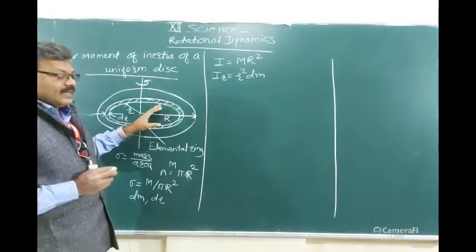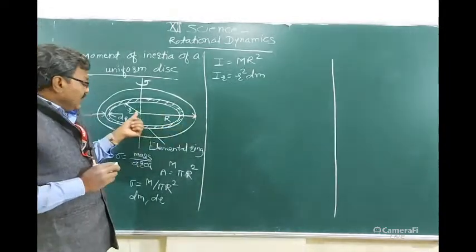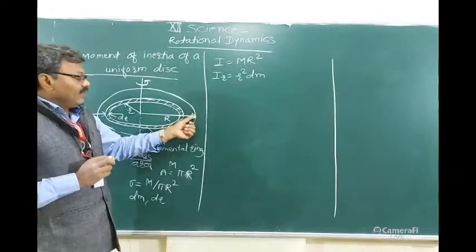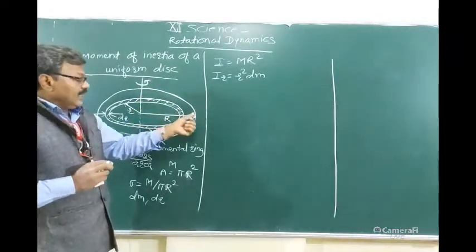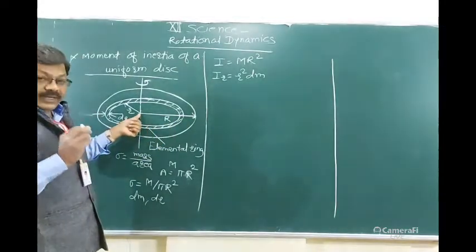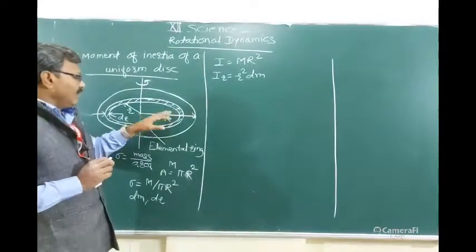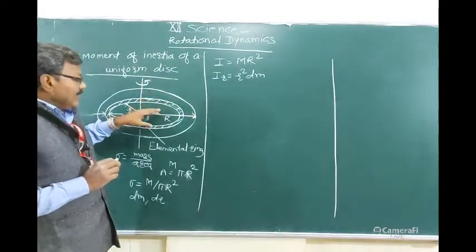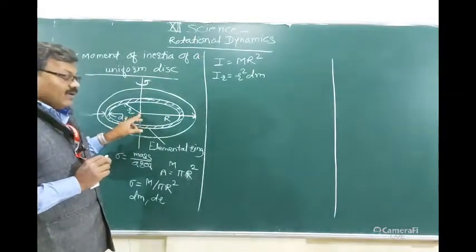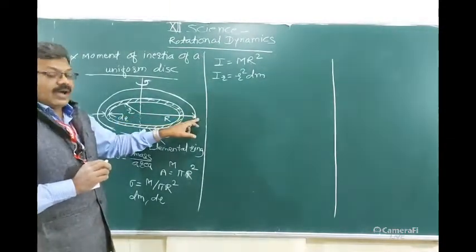Now, when we consider a large number of concentric rings, their radii increase from 0 to R. The outer ring has radius capital R, and the inner ring has radius starting from 0. Therefore, it consists of concentric rings whose radii vary from 0 to R.